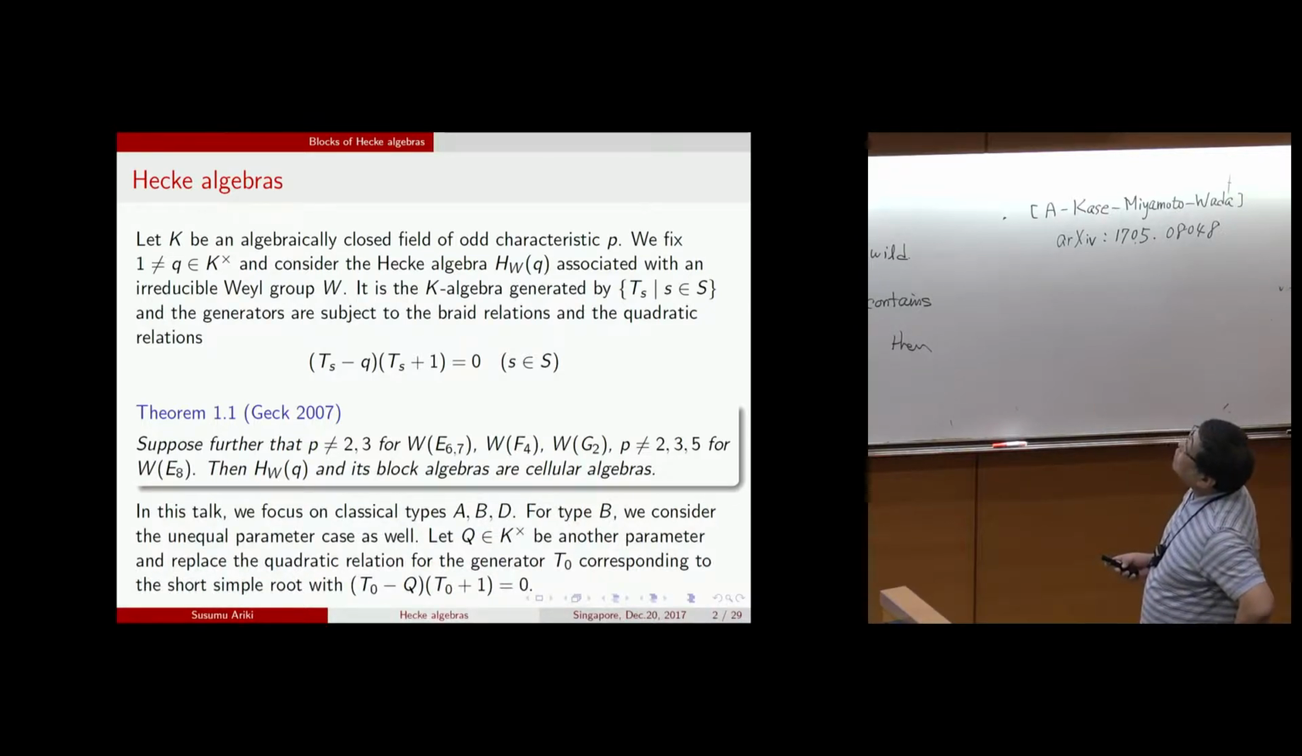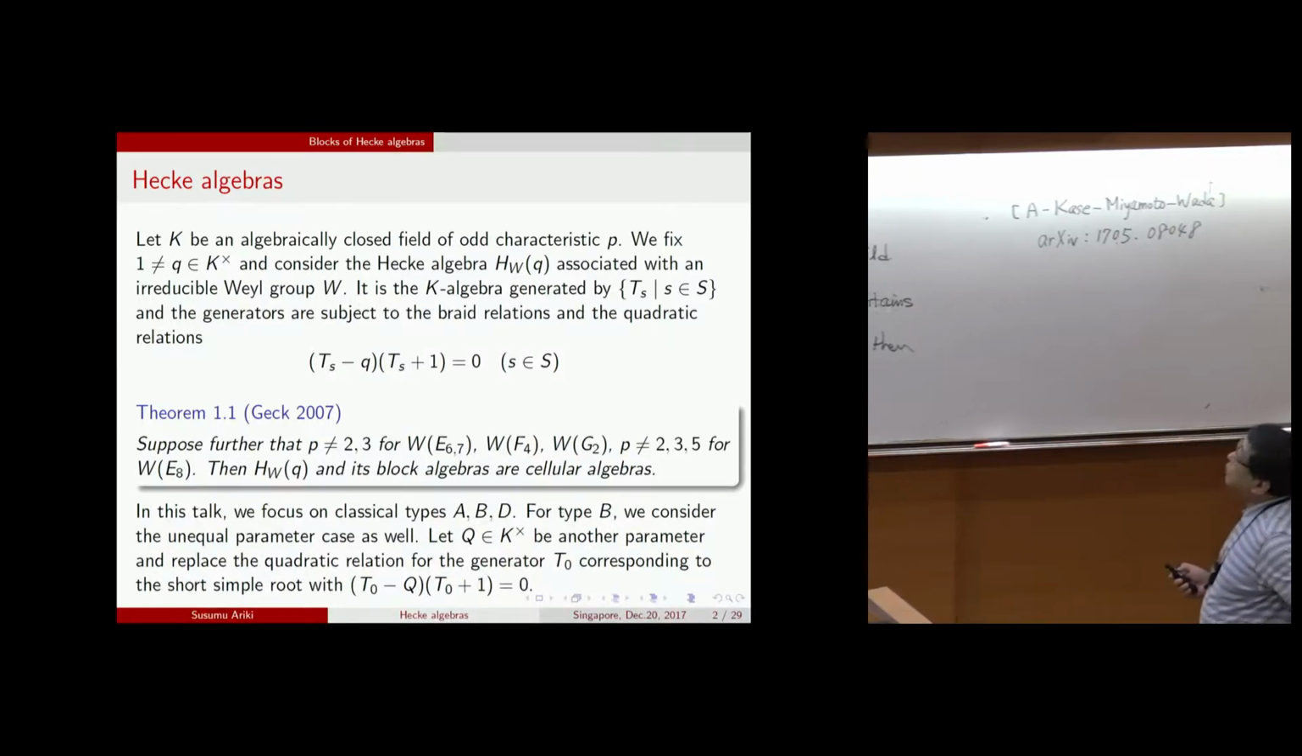So let K be an algebraically closed field of odd characteristic. We assume odd characteristic here, and we fix Q, which is not equal to 1. Q equal to 1 is excluded for simplicity. Consider the Hecke algebra H(W,Q) associated with the irreducible Weyl group W. It has braid relations of type A or type B, and quadratic relations for the equal parameter case: (Ts minus Q)(Ts plus 1) equals 0 for all Coxeter generators S.